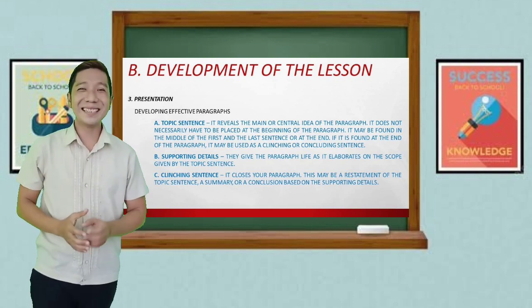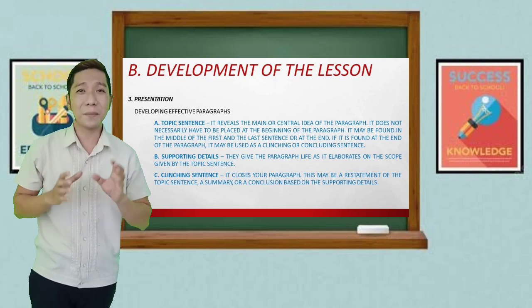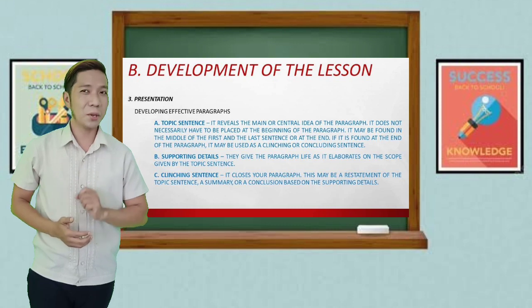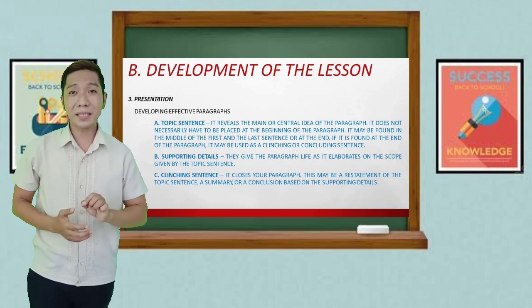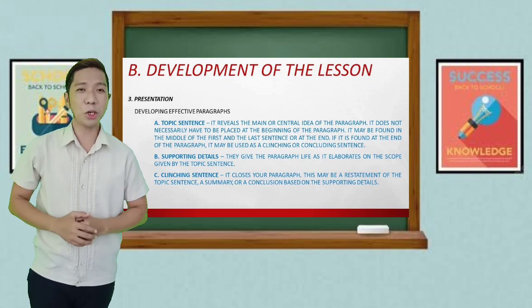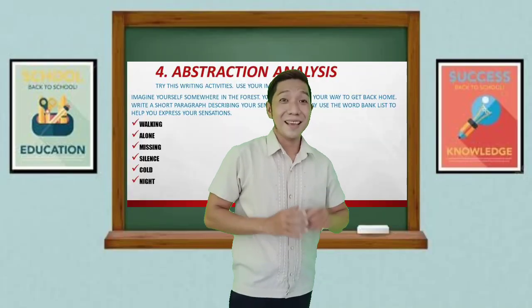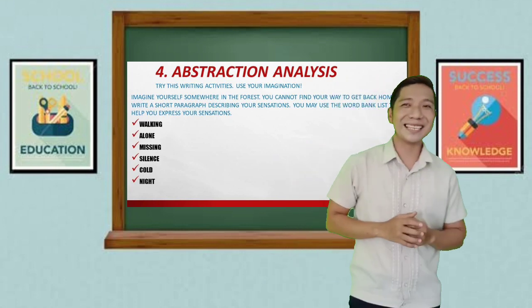Supporting details give the paragraph life as they elaborate on the scope given by the topic sentence. A clinching sentence closes your paragraph. This may be a restatement of the topic sentence, a summary, or a conclusion based on the supporting details. And so, let's move on to the abstraction analysis.